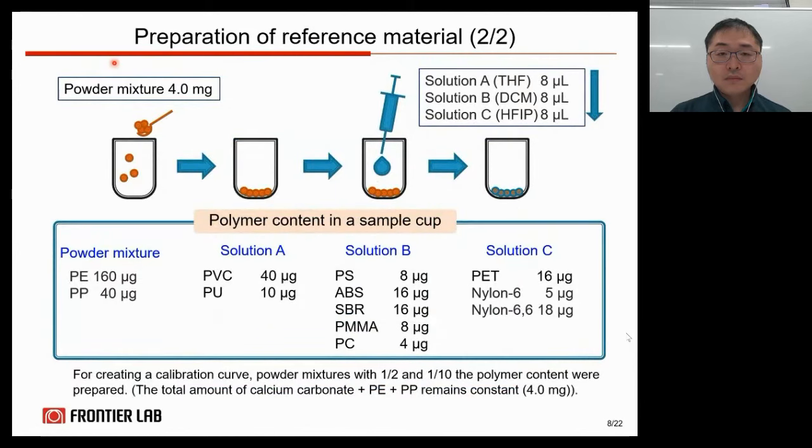Using the prepared polymer solutions and mixed powders, the reference polymer sample was prepared in a sample cup for Pyrolysis-GCMS measurements. First, 4.0 mg of the calcium carbonate, polyethylene and polypropylene powder mixture was added to the sample cup. Then 8 microliters of each of the 3 polymer solutions were added and allowed to dry.